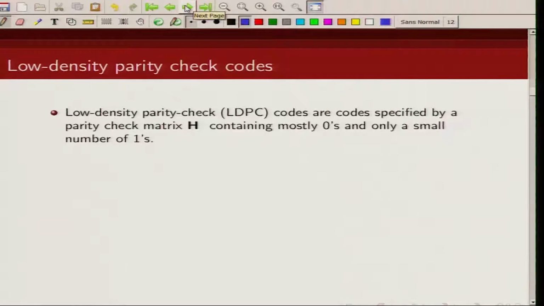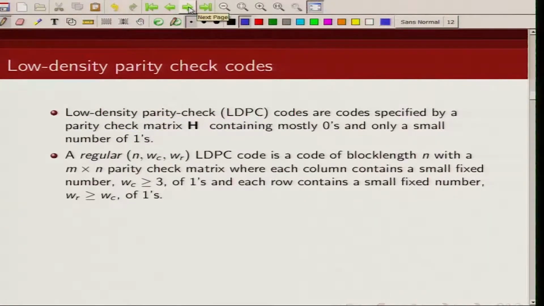So, what is a low density parity check code? As the name suggests, a low density parity check code is specified by a parity check matrix which is of low density. What do we mean by low density? The number of ones in this parity check matrix is very small, less than half. So, LDPC codes are specified by a parity check matrix which consists of mostly zeros and very few ones.